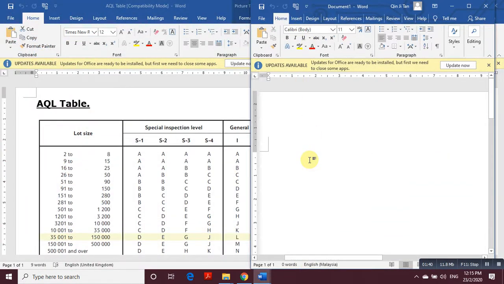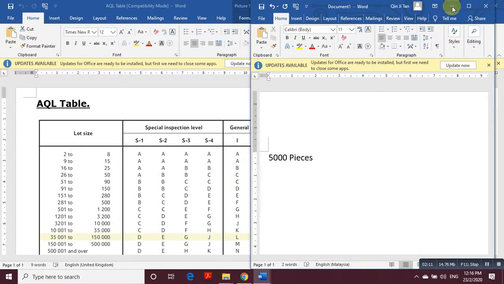Let's say for the first example, we count by pieces. Let's say for this lot, I make 5,000 pieces of bags. So when we say 5,000, we look at this row beside here. 5,000 is in between 3,201 to 10,000.